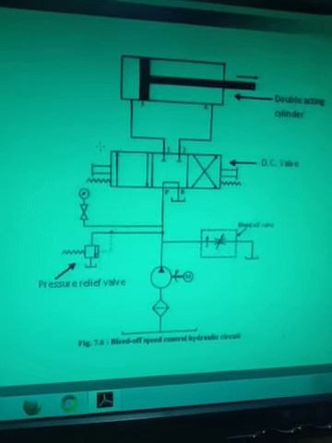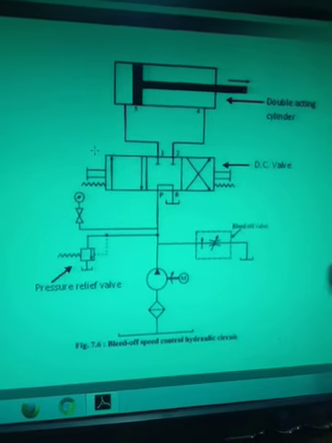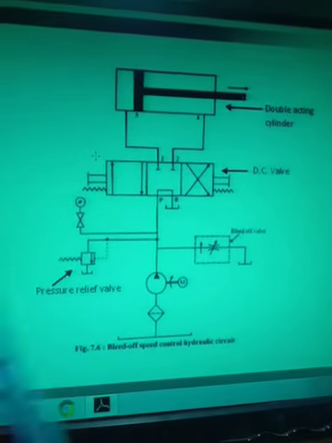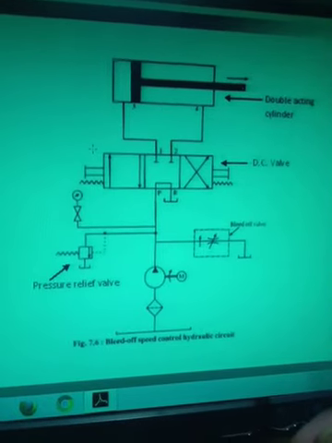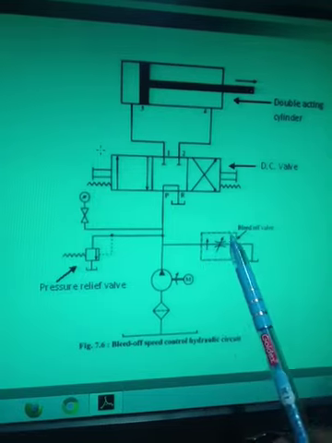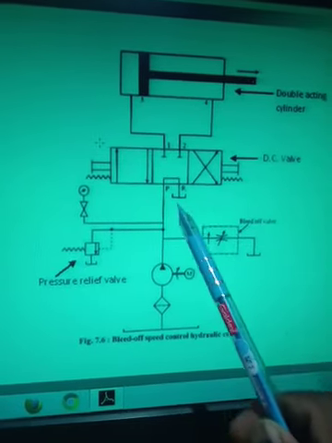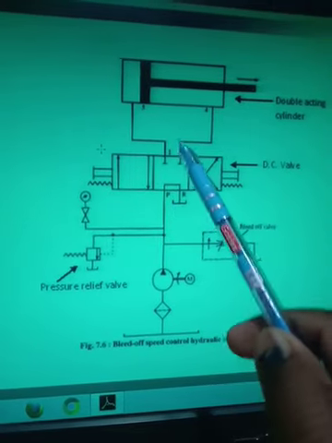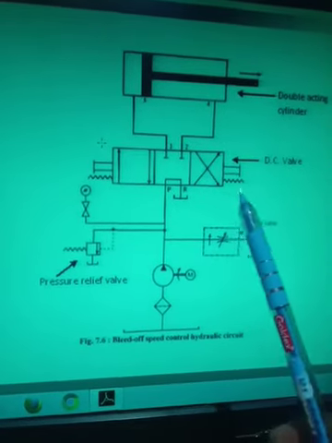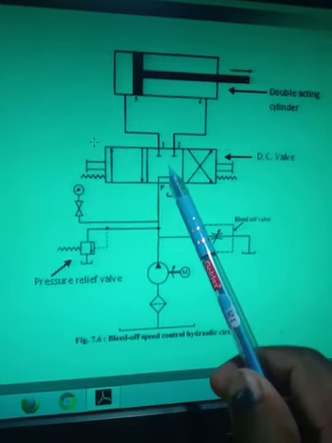Understand? So by using the bleed-off circuit, you can control the speed of the actuator in both directions, in the forward direction as well as in the return direction. And how is that controlled? That is controlled by taking away some amount of the oil that is coming through the pump before it enters the direction control valve or before it enters the actuator. So this is the bleed-off hydraulic circuit, and this is the third position.